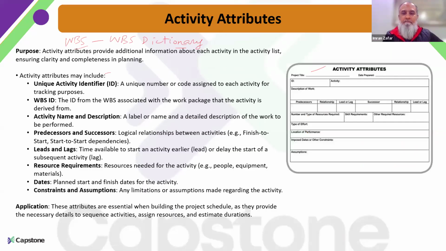We just discussed this here. Activity attributes basically give you the detail for each and every activity. Activity list is simply a list, let's say 1, 2, 3, up to 400. This is the activity. But for every activity, for the particular detail related to it, we need to refer to activity attributes. What is the ID, which work package it is serving, what is the name, any predecessor, successor, leads and lags, resources required, schedule related to it. All these details will be documented in activity attributes. Okay.